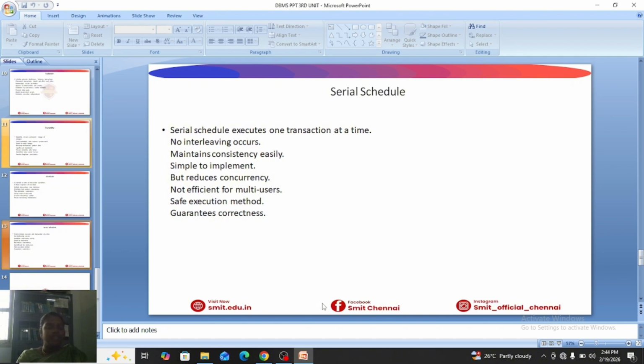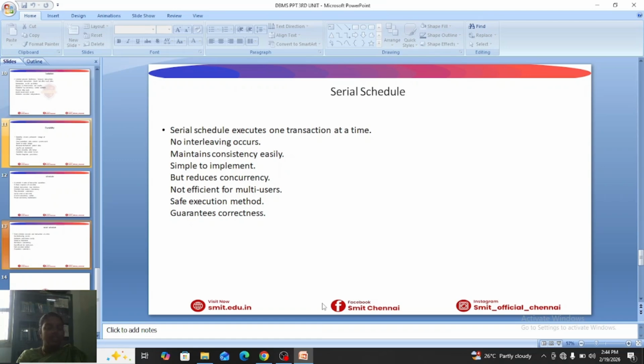Moving on to serial schedule. It is nothing but a schedule in which transactions are executed one after another without overlapping. That means one transaction completes fully, then the next transaction starts. Example: consider two transactions. Transaction T1: read A and then write A. Transaction T2: read B and then write B. Serial schedule: T1 followed by T2.